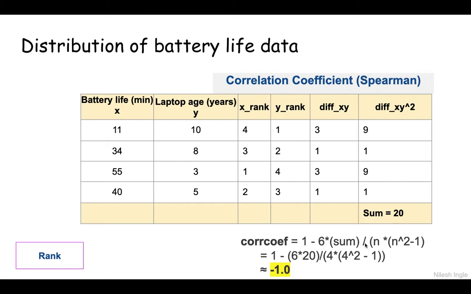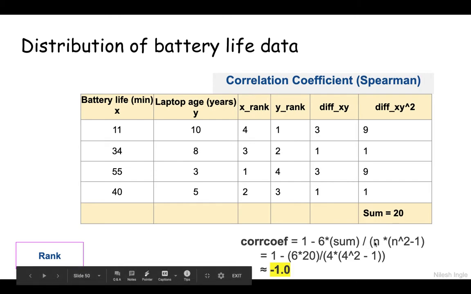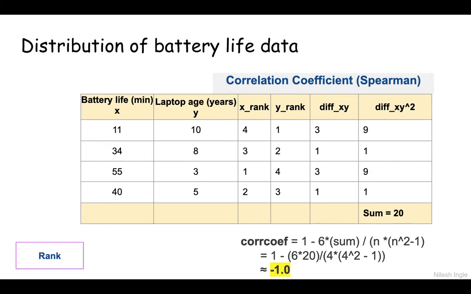Here n is the number of observations, which is again 4. Now the correlation that we find by this method is minus 1.0. Again, it at least tells us that there is a strong negative correlation between the battery life and the age of the laptop, as we saw in the previous correlation with Pearson's.